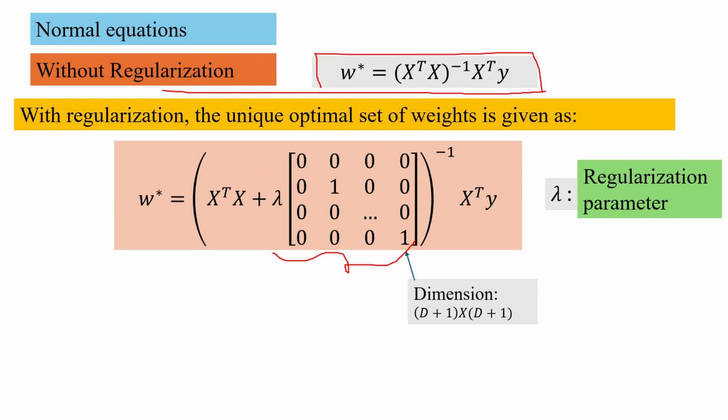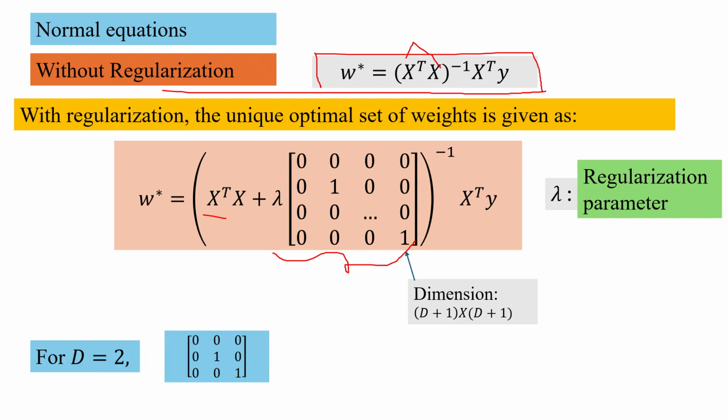And then, like here we were taking only the inverse of this component XTX, now we are having the inverse of XTX plus lambda into this matrix, multiplied by XTY. For 2 dimensions, the matrix would have 0 at the first position of the primary diagonal, and 1s on the rest of them.